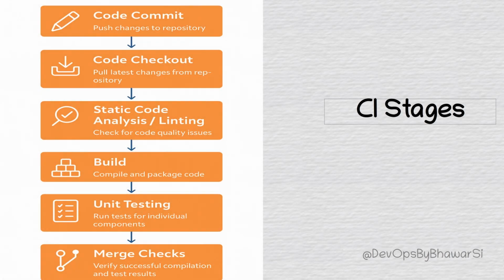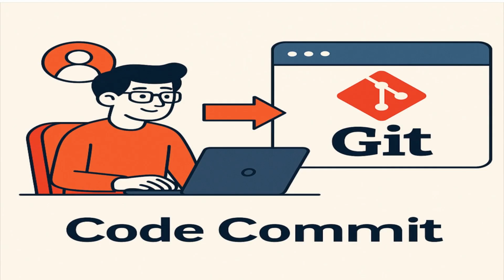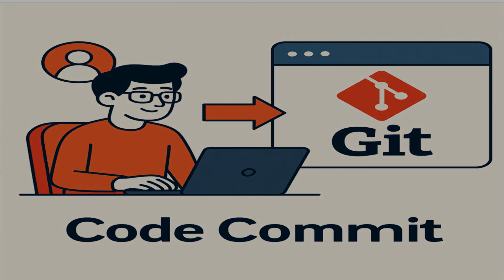Our first step is code commit. Now technically, code commit is a trigger event, not a formal stage in the pipeline. But I've included it here just to highlight this is where everything begins. Developers push code to a shared Git repository, like GitHub or GitLab, and that action triggers the pipeline.